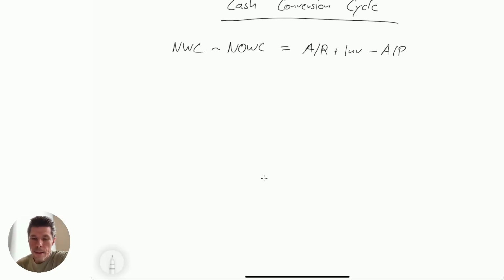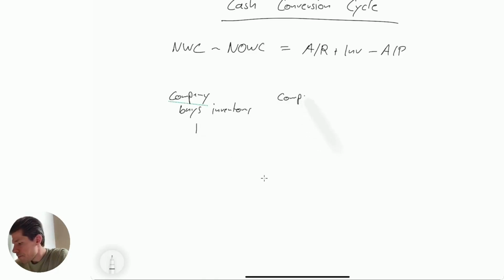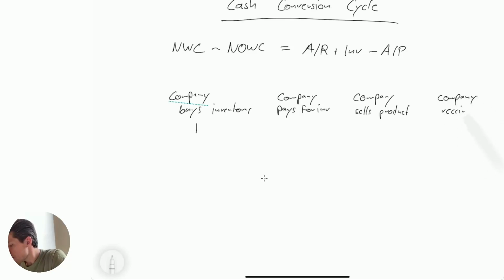So if you look at a regular standard production company, the company buys inventory, then the company pays for inventory, then the company sells the product, and then the company receives payment.